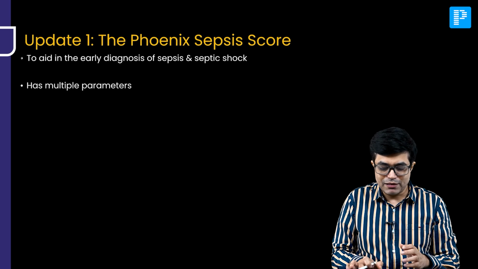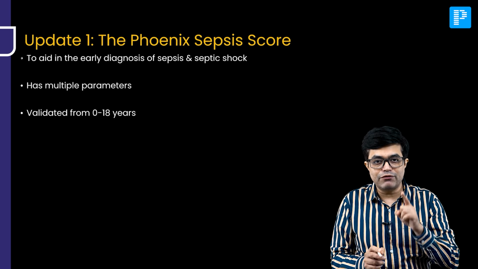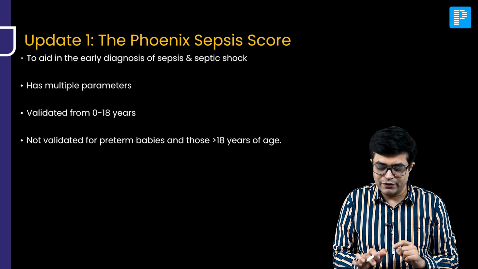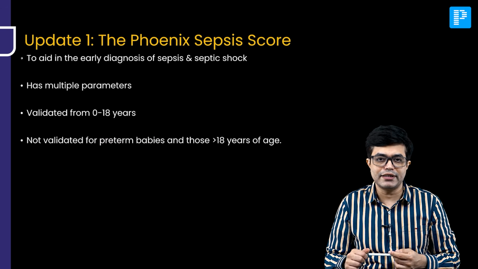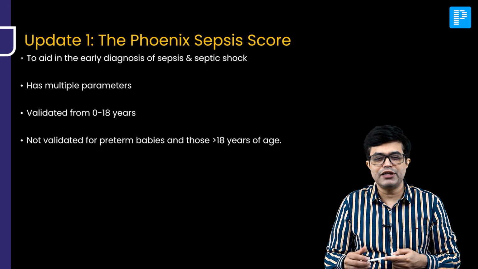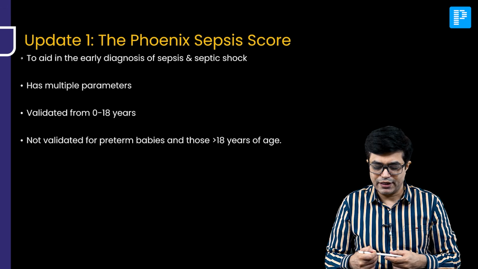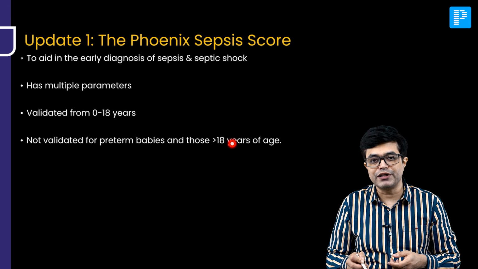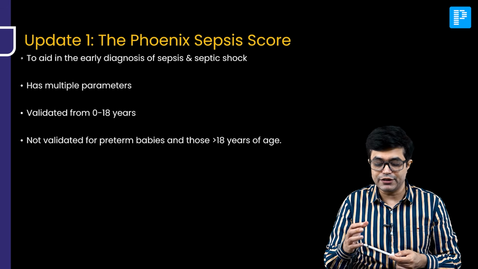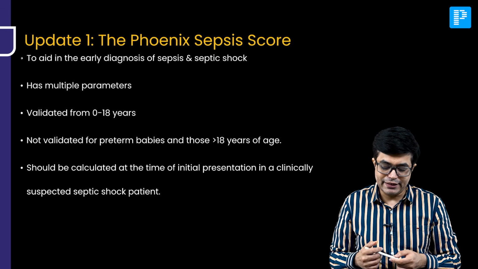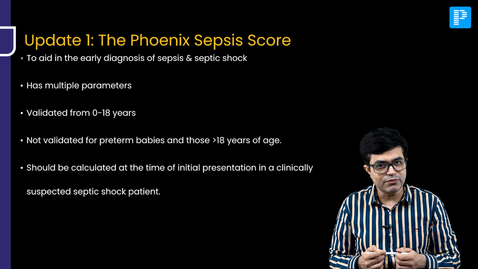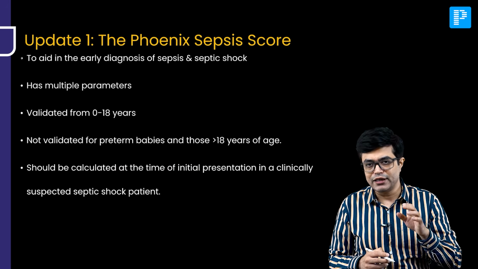It has multiple parameters and it has been validated for use in the pediatric population. However, it is not validated for preterm babies. In the footnote, Nelson says that children with post-conceptional age less than 37 weeks and those equal to or above 18 years of age, it is not validated. So it is a pediatric score, the Phoenix Sepsis score. And it should be calculated at the time of initial presentation in a clinically suspected septic shock patient.